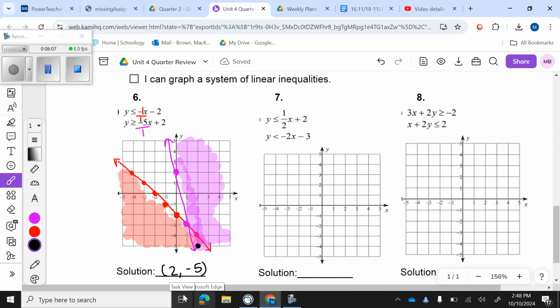All right, and you couldn't pick a point in here because there's no overlap. You can't pick a point in here, no overlap, and you for sure can't pick a point in here because nothing's shaded.